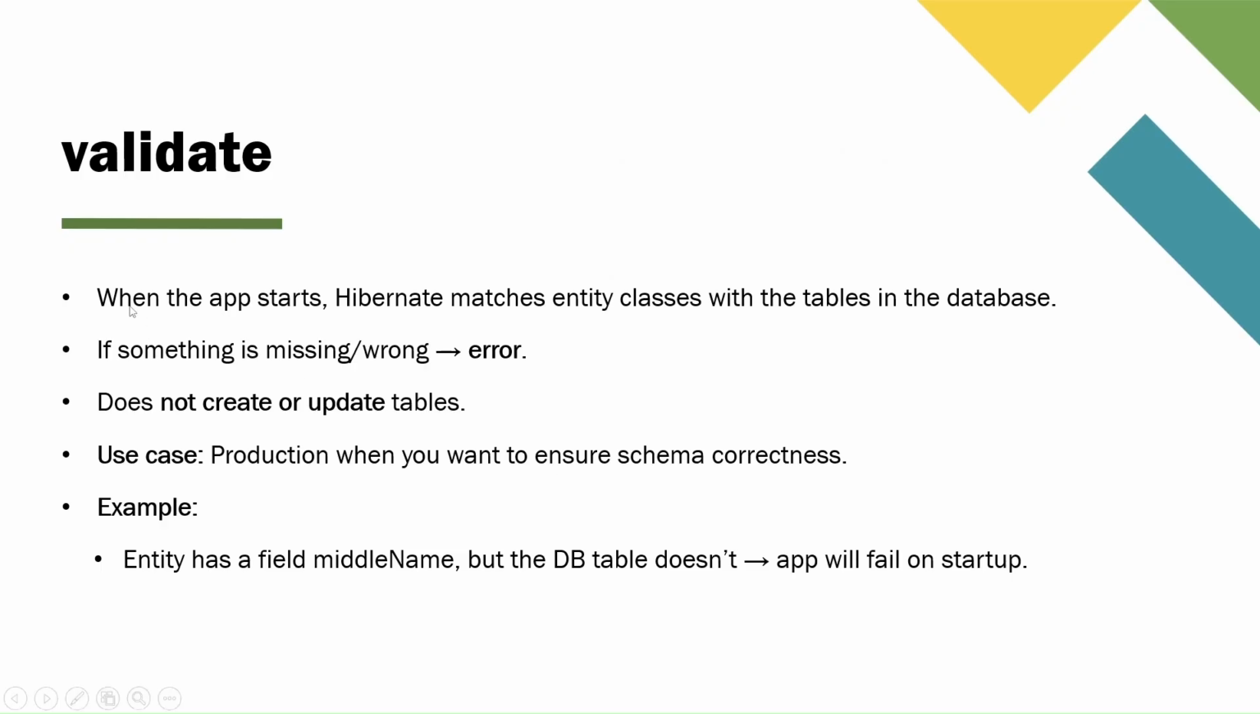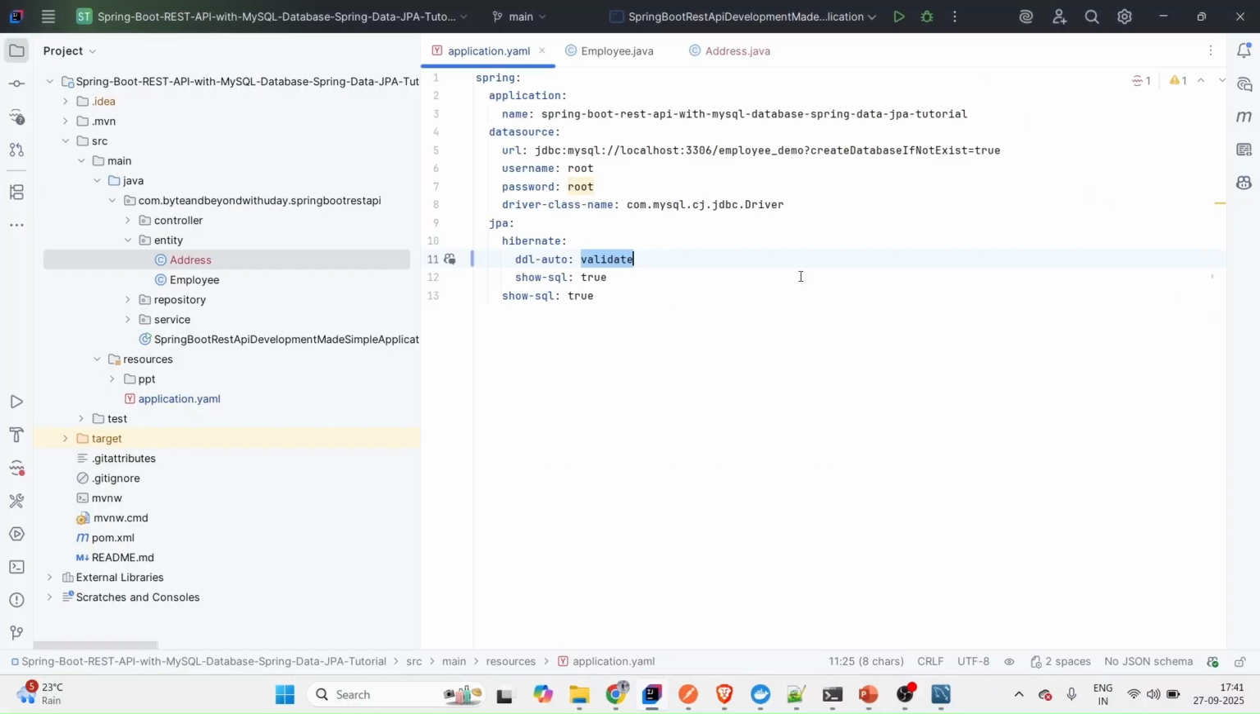Let's see. When the app starts, Hibernate matches entity classes with the tables in the database. Okay, so what does that mean? When you start your application, Hibernate basically compares your entity classes with the tables which are available in the database. Let me give you an example, because the definition might not be that clear to understand everything. So now we have validate.